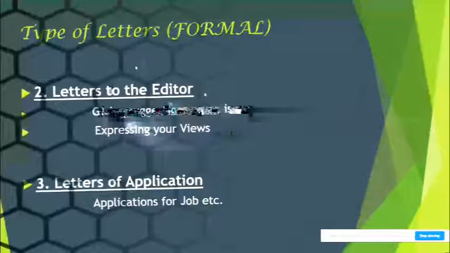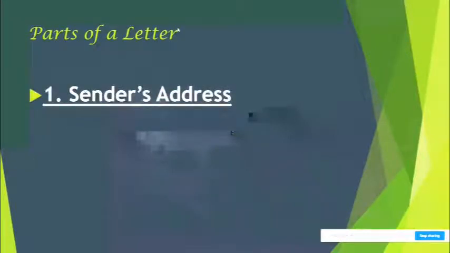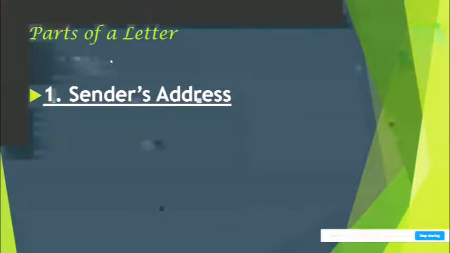Now, we will be taking up the major and important thing about letters, and those are the parts. Generally, whenever we are writing a formal letter, we have 7 major parts which every student or learner should know about. First of all, the first part is the sender's address. The sender is the person who is sending the letter, and the address of that person comes at the top and on the left hand side.